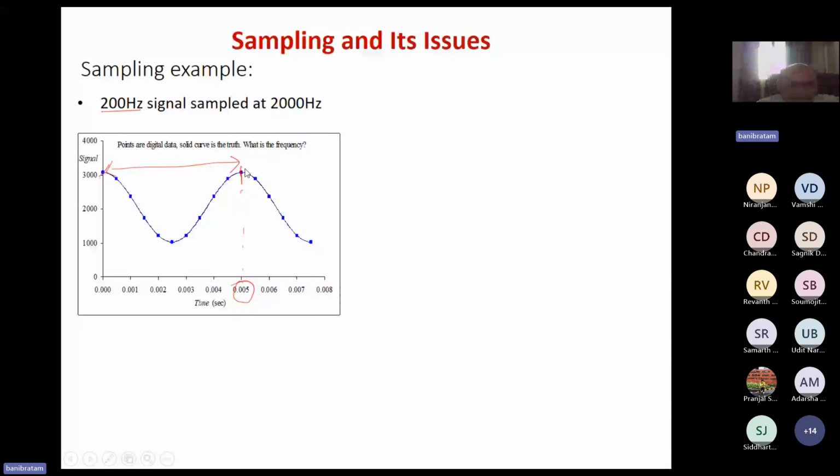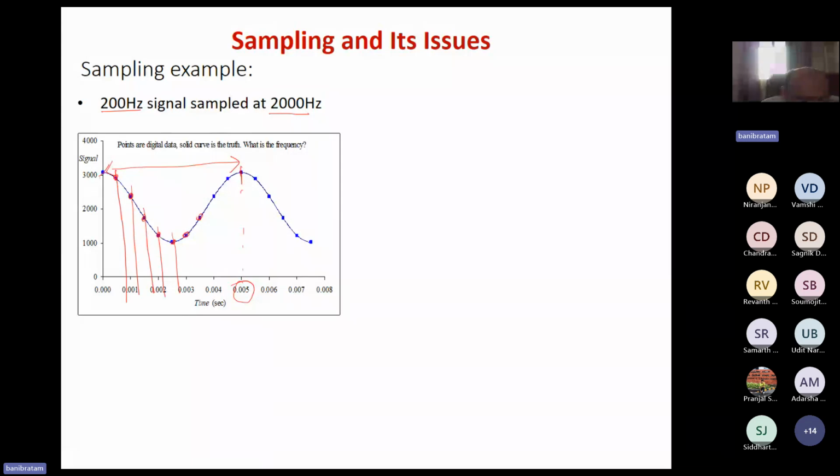Now I am sampling it. Sampling it means I am discretizing it. So discretizing at what rate? 2000 hertz. So you can see I am discretizing along this, along this, along this, along this. Likewise I am discretizing. Based on the discretization, I am getting these blue dots, right? That is what I am doing essentially.